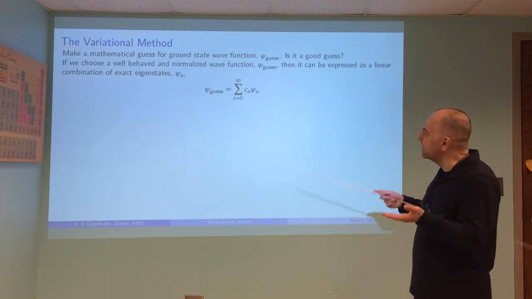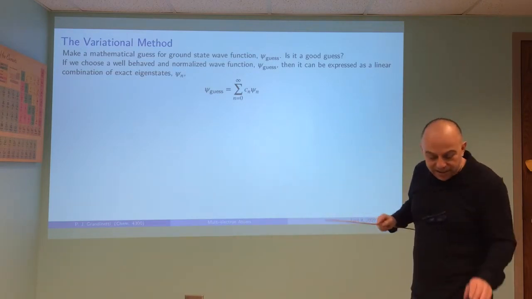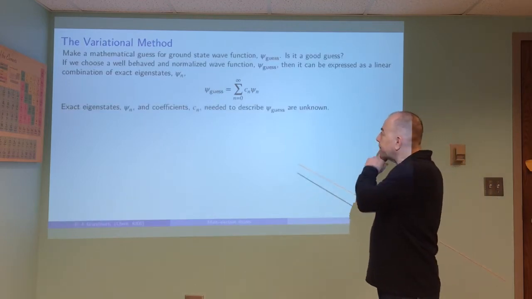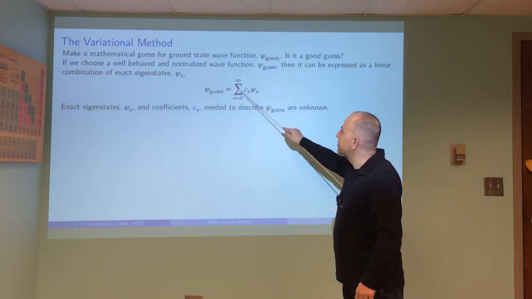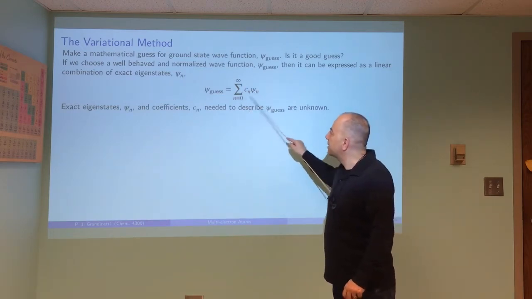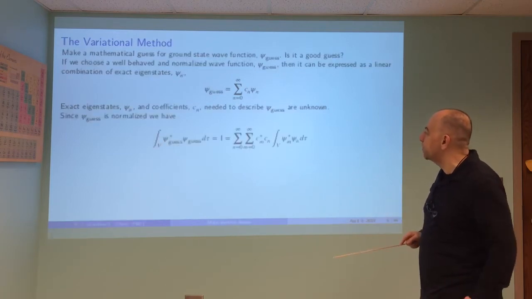Okay, so you're thinking maybe this is a little weird. Well, I don't really know this, so how's that going to help me? Well, let's see how this can help us set some bounds here. So we need to know these coefficients to multiply times each of these eigenstates that sum up to give us the right guess, or the guess that we have just put together.